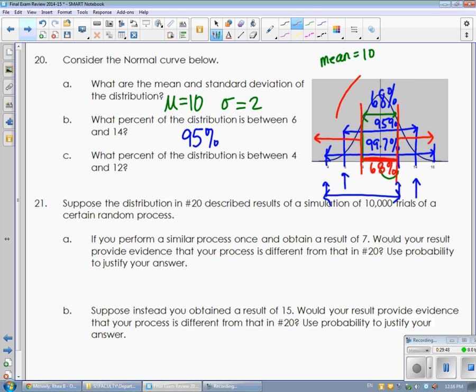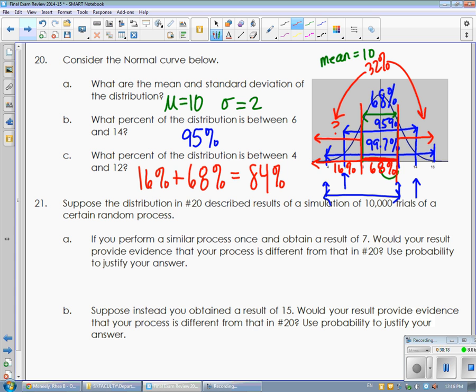So together, these tails add up to 32%. But if I'm only interested in this tail, I'm going to cut that in half, and that gives me another 16%. And so if I add together 68 and 16%, we end up with 84%.